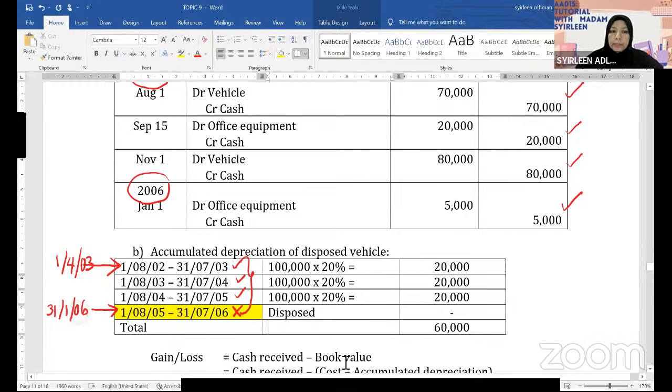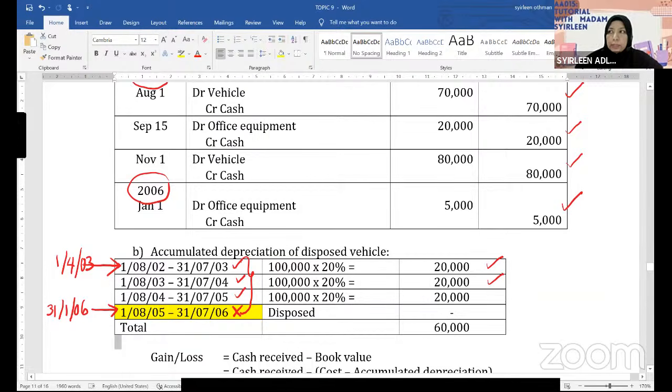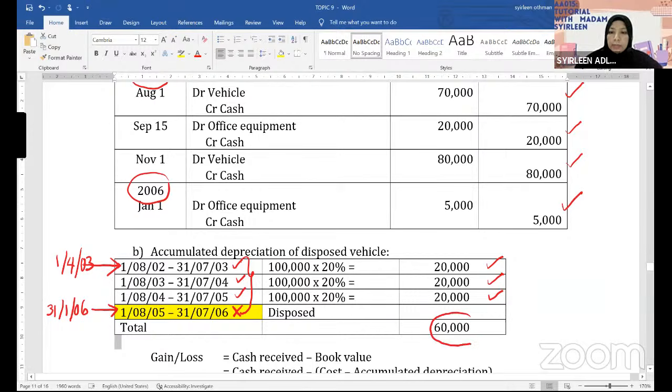So my accumulated depreciation is only for 3 years, which is 100,000 times 20%, 20,000, and then 20,000 for the next year, and another 20,000 for the third year. So your accumulated depreciation yang paling terkini before the accident is 60,000 ringgit. Yang ni kena hati-hati ya, because the accounting year is not the same. So bila accounting year tak sama, memang kena kira ikut tahun perakaunan.